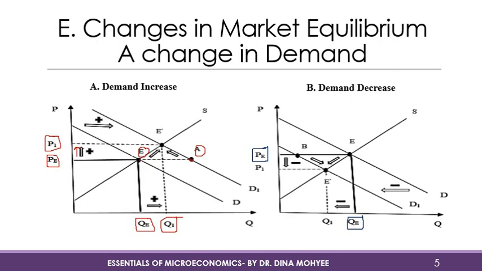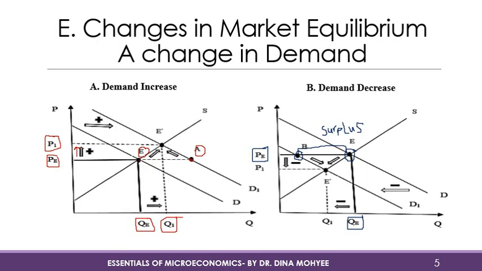When there is a decline in demand, the demand curve will shift to the left from D to D1. At the initial equilibrium price, or the old equilibrium price, we can see that there is a disequilibrium in the market. The quantity demanded is less than the quantity supplied. At this price, we can see that there is a surplus in the market.